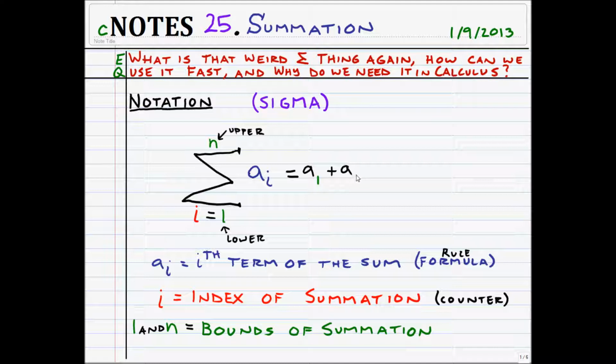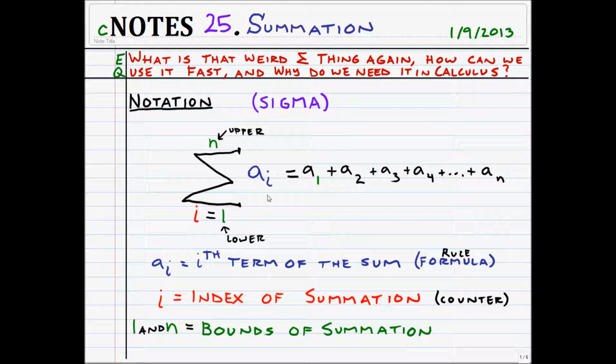Then we're going to add up a sub 2, then a sub 3, then a sub 4, and then we're going to add up a whole bunch of other numbers, or maybe a few, it depends on what n is, all the way up until we get to a sub n. And that will then be our summation. We'll have added up the first term, the second term, the third term, the fourth term, and every term in between up until the nth term.